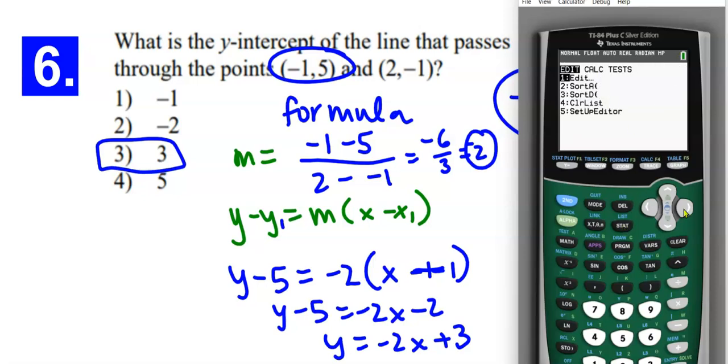Now that my points are in place, I can go back to the Stat button, and I can move over to the right to the Calc menu. And here, I want to calculate the linear regression line. They told us it was a line, so I can use linear regression. Press Enter 5 times, and there are my slope and y-intercept values. No work needed.